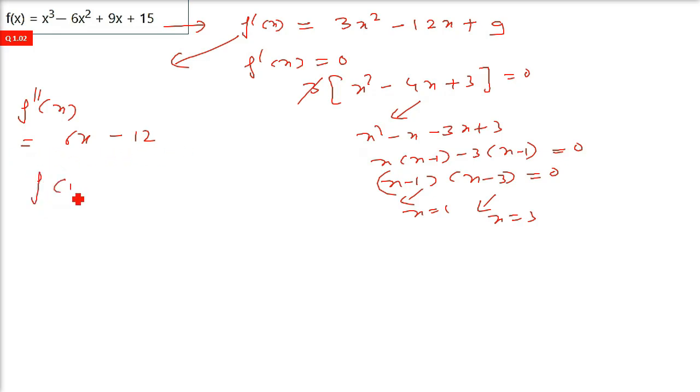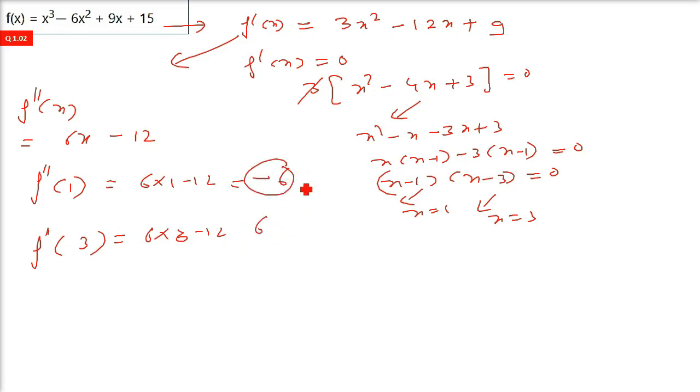Now you have to place 1 and 3 in this f double prime. So f double prime of 1 and f double prime of 3 you have to find out. So 6 into 1 minus 12, 6 into 3 minus 12. 6 minus 12 is negative 6, 18 minus 12 is plus 6. One time you got negative, so this is the point of local maxima. What is positive is the point of local minima. Local maxima and local minima you got.